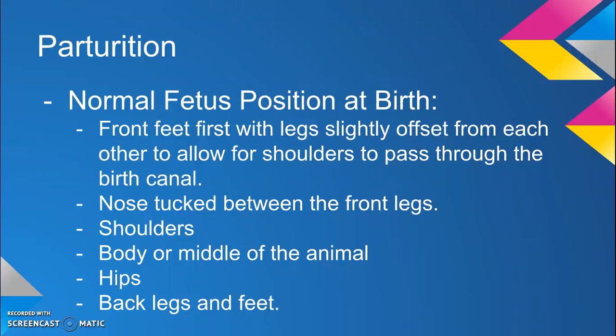So it would be like slightly offsetting your arms. So you'd have one arm that's further out than the other. And this helps kind of offset the shoulders a little bit so that the shoulders can pass through more easily. The nose is going to be tucked in between the front legs. So then once the nose and the head come out, then you're going to see the shoulders. Then it's going to be followed by the body or the middle of the animal, then the hips, and then finally the back legs and feet. So it almost looks like the animal is diving out of its mouth.